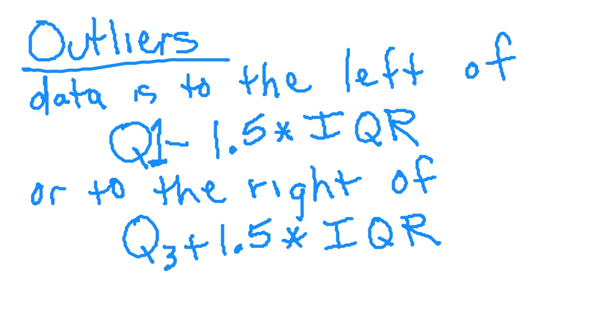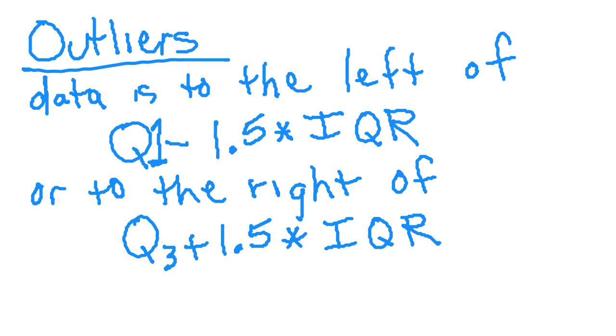That means they're just points kind of hanging out there by themselves. They're really low or they're really high. So you can say that maybe a data point doesn't belong to your list of data, but there's actually a formula to decide that.